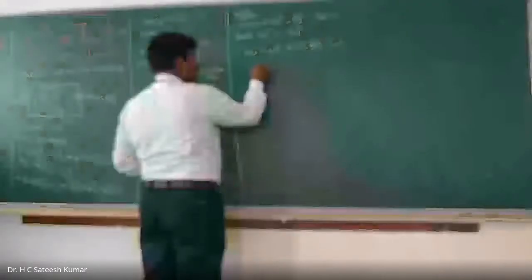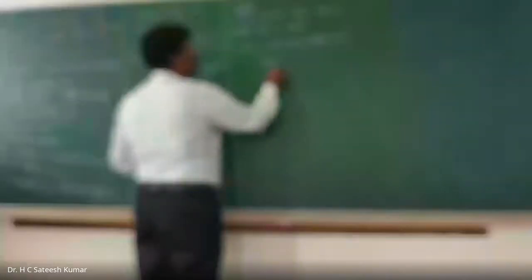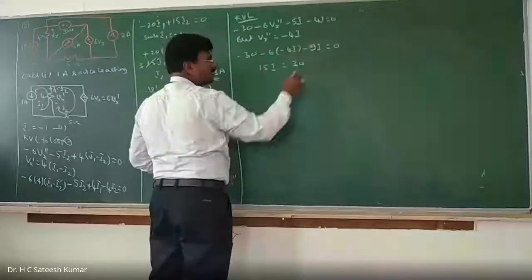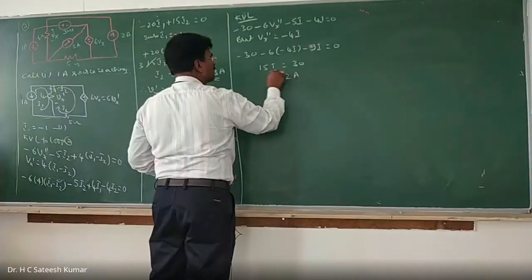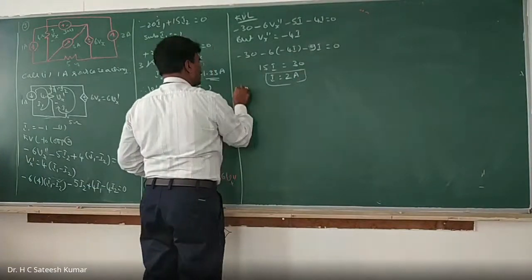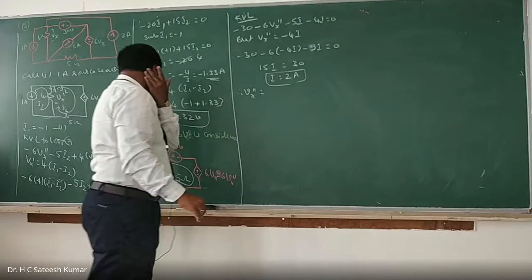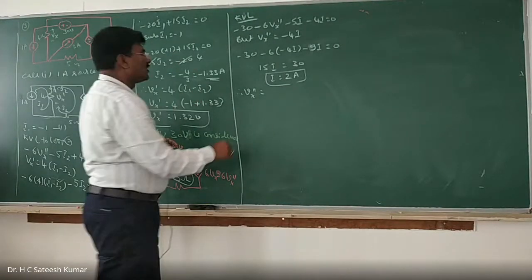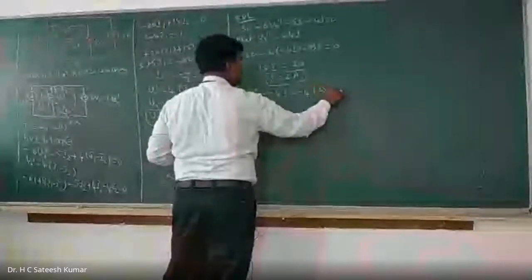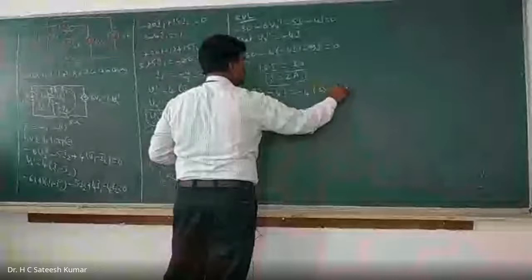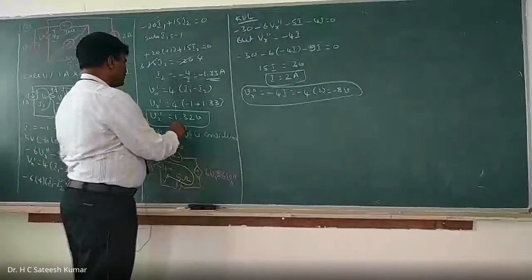So 15I is equal to 30. You transfer to this side. So I is equal to 2 amps. Therefore, Vx double dash is minus 4I, which is equal to minus 4 into 2, which is equal to minus 8 volts. This is the second one. So we got the second case.